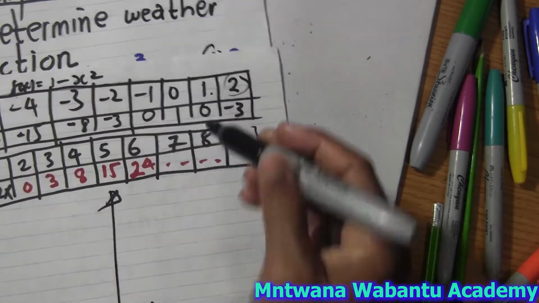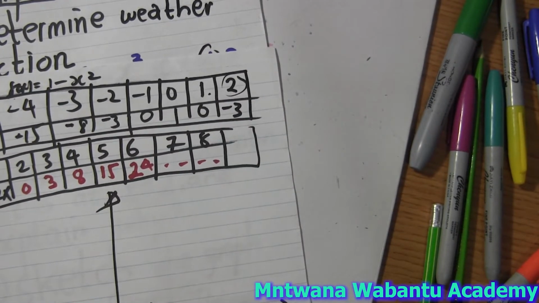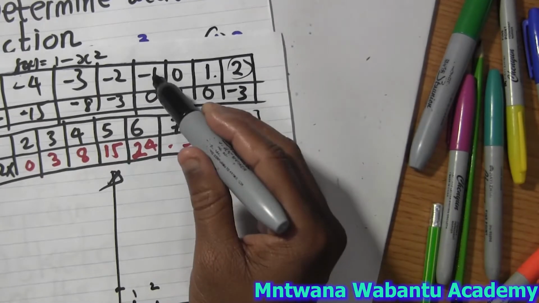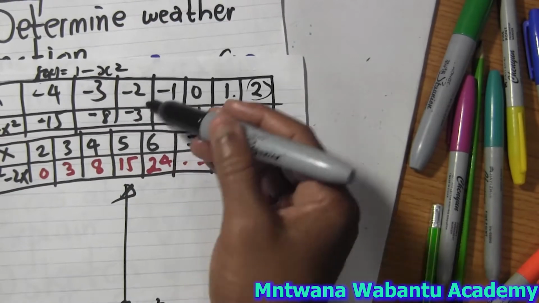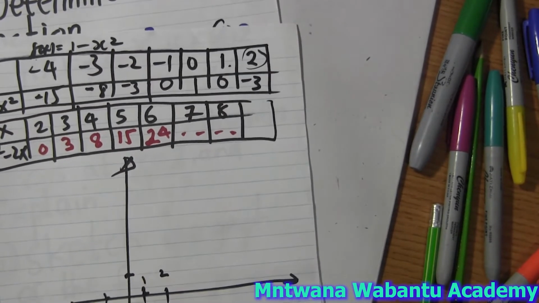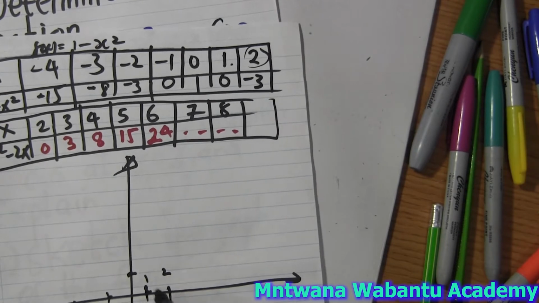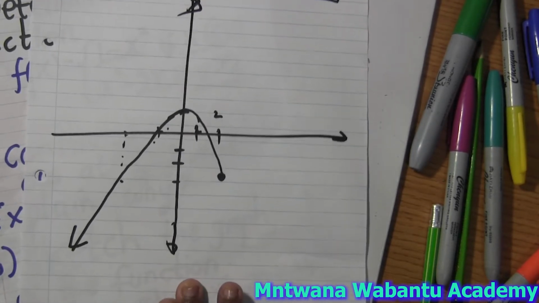Now we go 1 and 0. 0, 1: x 0, y 1, okay. Negative 1 and 0: x negative 1, y equal to 0. Okay, now we go 2 and negative 3, let's say somewhere here. So we see this graph is going to be concave like this. Rough sketch. It just goes like that.